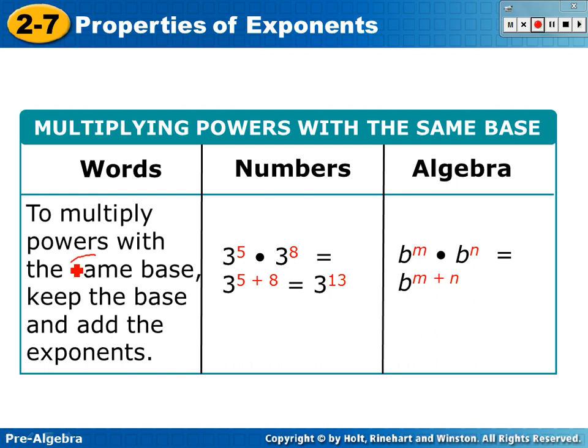Now here's the key word here, boys and girls. When multiplying powers with the same base, we don't have different bases. So this will not work if it is 4 to the 2nd times 2 to the 7th. The bases are not the same, so this will not work in that instance. And add the exponents. So their example, 3 to the 5th times 3 to the 8th. Using numbers, we just take the base is the same, 3, and we just add the exponents. 5 plus 8 is 13, so we have 3 to the 13th power. Algebraically, we use b as our base. B to the m power times b to the n power, that is b to the m plus n power. Okay?